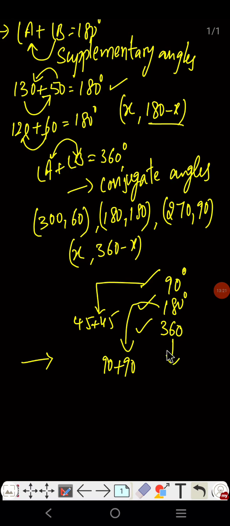For 360 also, 180 plus 180. So if two conjugate angles are equal to each other, then what is each angle? 180 degrees only. Is it clear? So these are the supplementary, complementary and conjugate angles.